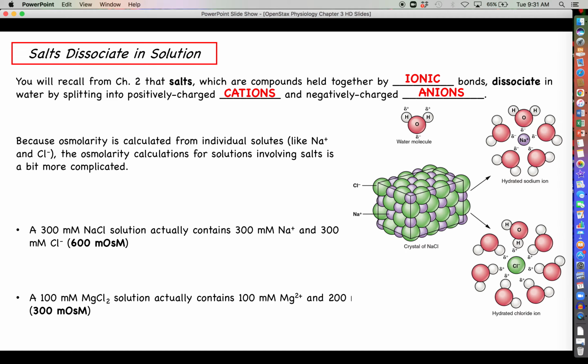If we look at another example, say for magnesium chloride, if we start with a 100 millimolar magnesium chloride solution, after dissociation, we will have 100 millimolar magnesium, and because there are two chlorides there, we end up with 200 millimolar chloride for a total osmolarity of 300.